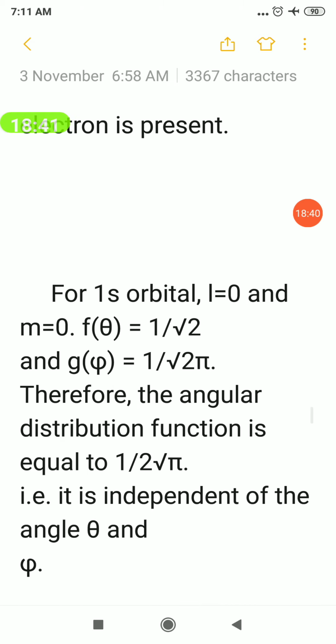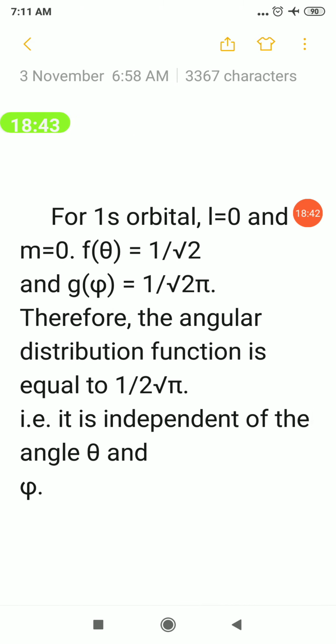For the 1s orbital, what is the value of l? l is equal to 0 and m is equal to 0. Then the value of f of theta is equal to 1 by root 2, and g of phi is equal to 1 by root 2 pi. We can say that the angular distribution function is equal to 1 by root 2 pi. In this value, there are no theta and phi terms, so we can say it is independent of the angles theta and phi. Okay?